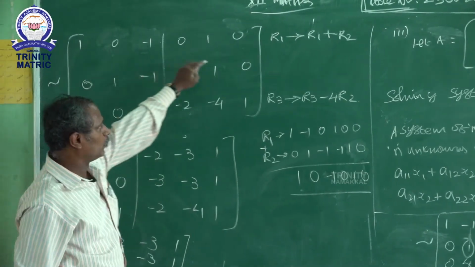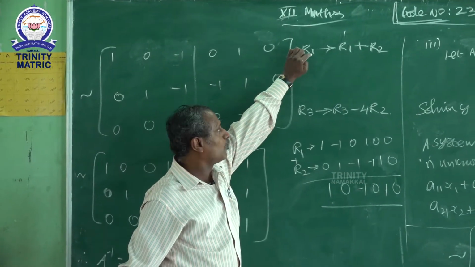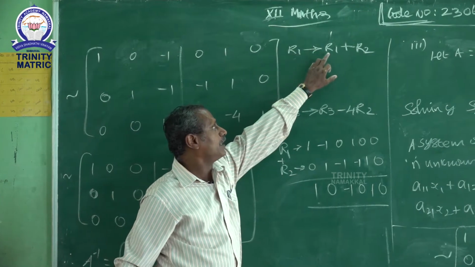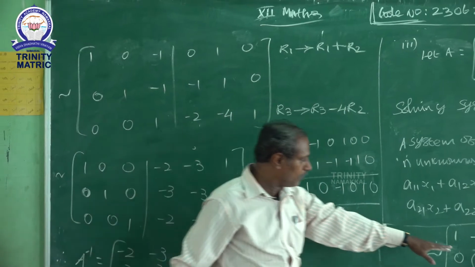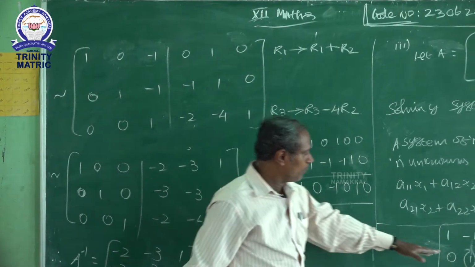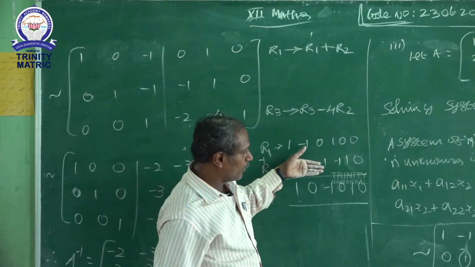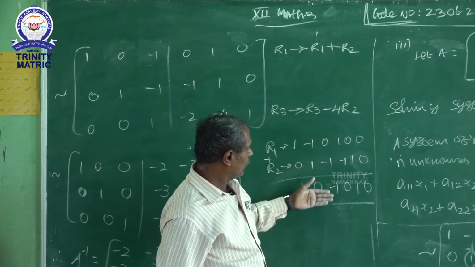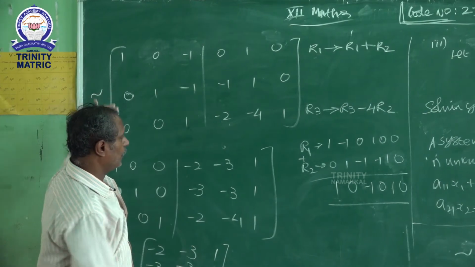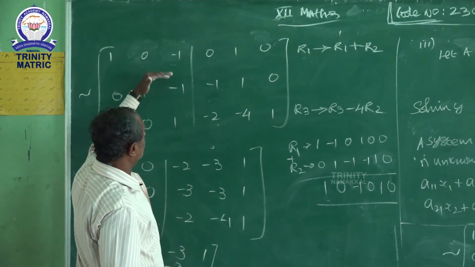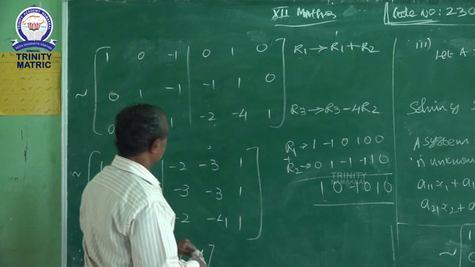For that purpose we took this elementary operation on the R1 row. We want to change the R1 row, so both R1 and R2 are added, and we get the values 0, that is 1 minus 1 is 0, 0 plus 1 is 1. That's all we did here. So all the other things remain the same, and the row will come here as 0 1 minus 1 0 1 0.